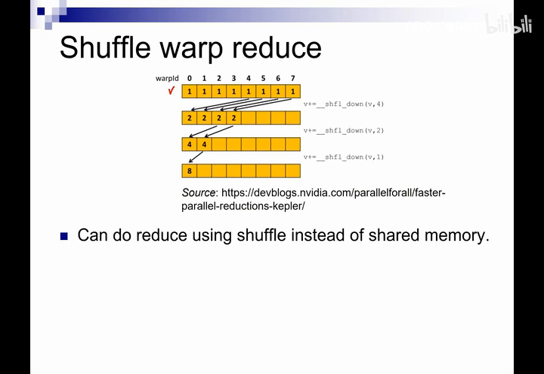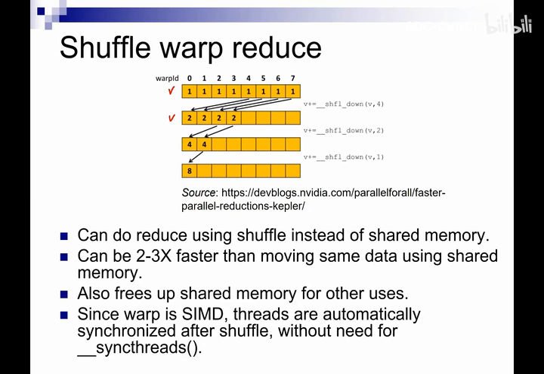Next, we again do a shuffle, but this time we only shuffle down by 2. These are the v values, and if you shuffle down by 2 and add it to your current value, you now get 2 4s. Then you shuffle down by 1, add these 2 4s together, and you get the 8. In practice, your warp has 32 threads, so you need to do this shuffle 5 times.